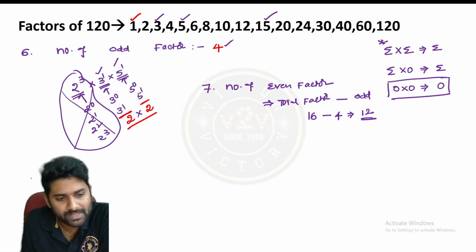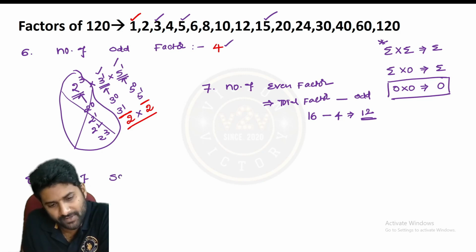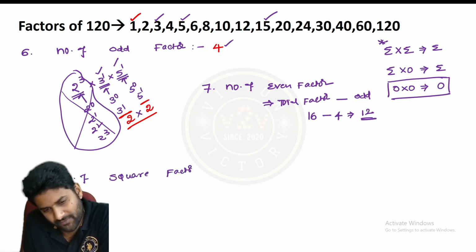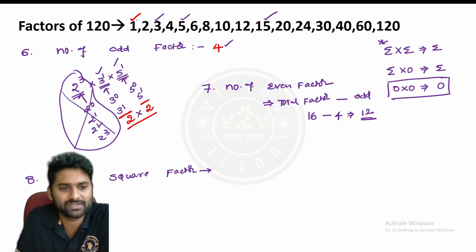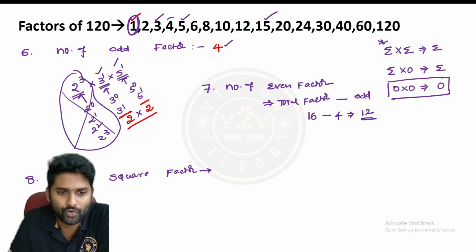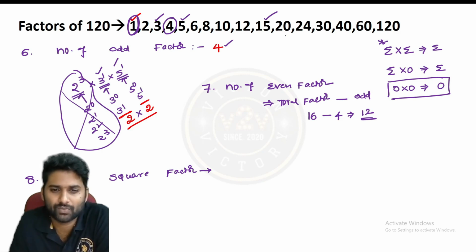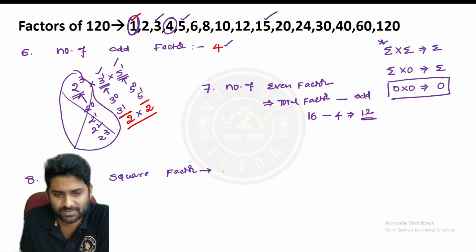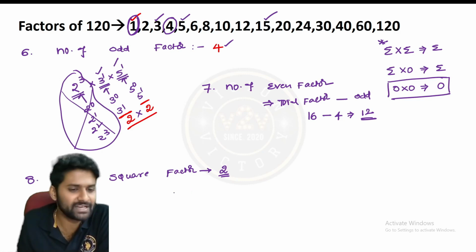Next. Now let's see the next one. Number of square factors. Guys, how many square factors are there in 120? See, 1 is the square number. So 4 is the second square number. So what about other? So there is no other square number. So total how many are there? 12. But manually definitely takes a time.